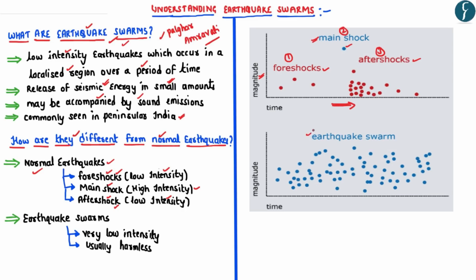However, if you look at the earthquake swarms, as time elapses, the magnitude of the earthquake swarms remains almost the same, which clearly shows that there is no distinct main shock in the earthquake swarms. And since the earthquake swarms are of low intensity, they are considered to be harmless. Let us now understand what the probable causes for the earthquake swarms are.